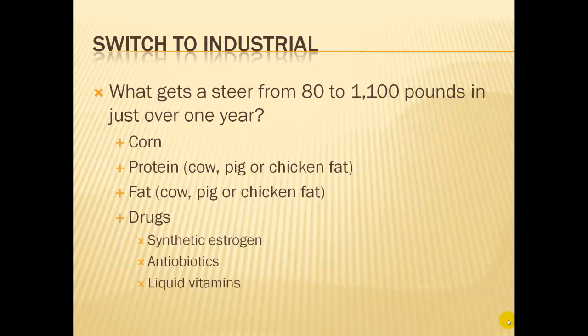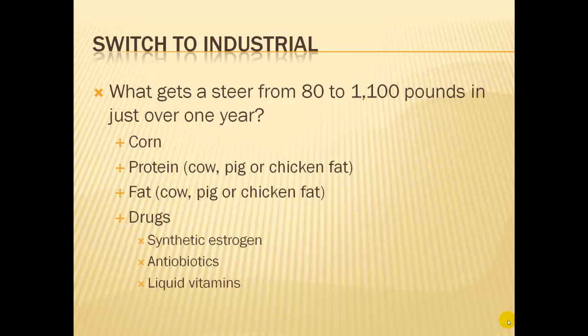In that book, especially in the chapters that you read, there's a great deal of emphasis on industrial food production, in the case of those chapters, mainly on industrial beef production. And what Michael Pollan looks at in a lot of ways is how, from before we had this type of food production, it used to take a steer several years to get up to 1,100 pounds, large enough for slaughter. Now we can do that. We can go from 80 to 1,100 pounds in just over a year. So how do we do that?